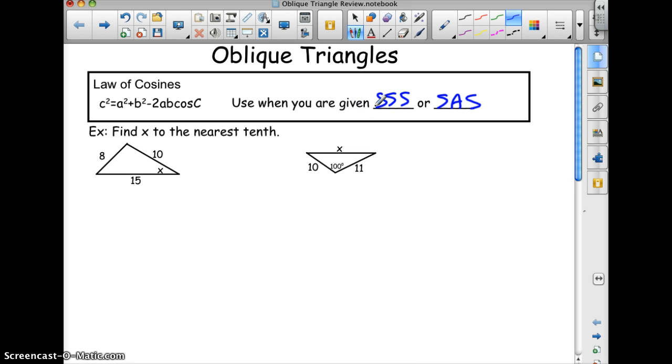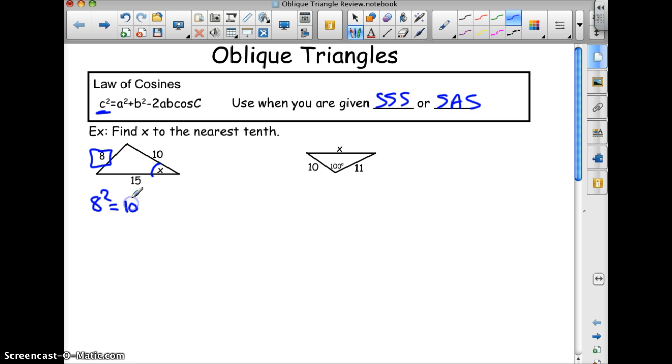Okay. In this first example here, find x to the nearest tenth. We're given the three sides and we have to find that angle. The key to this is this loneliest side here. I don't really care what letter it is. I just want it to be opposite from the angle that I'm going to be using for the cosine. So in this case, the loneliest side is 8.